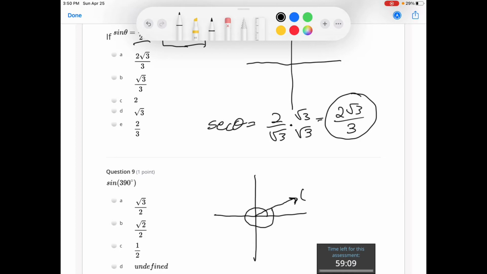So the coordinate at 30 degrees is root 3 over 2, 1/2, and sine on the unit circle is just y. So this is my y value, 1/2.